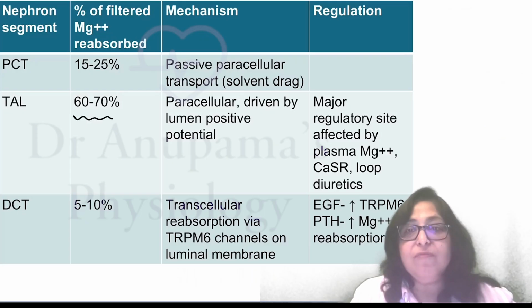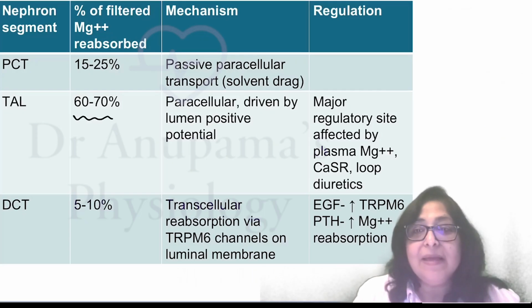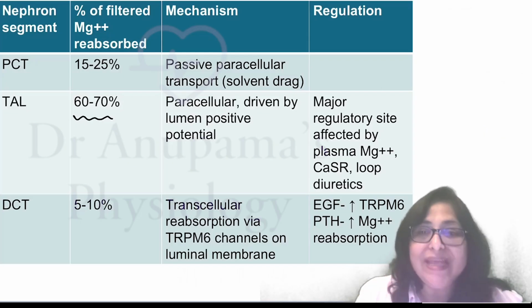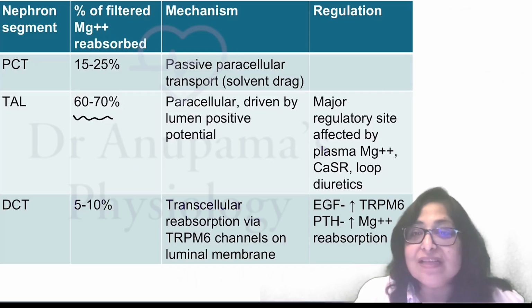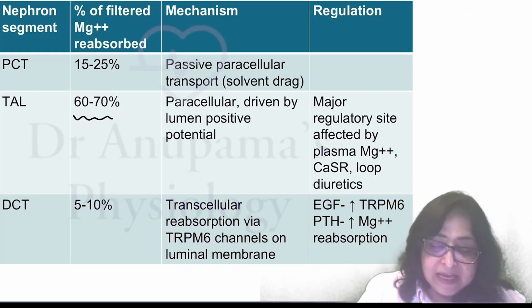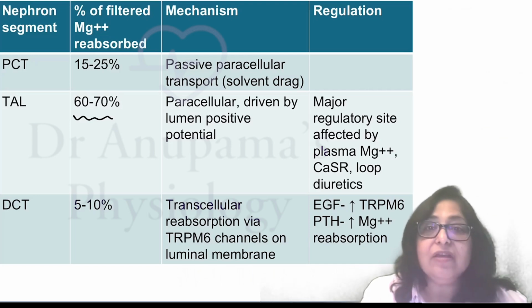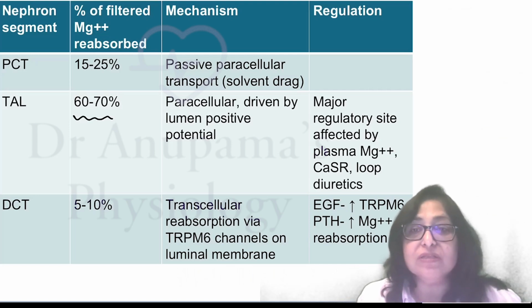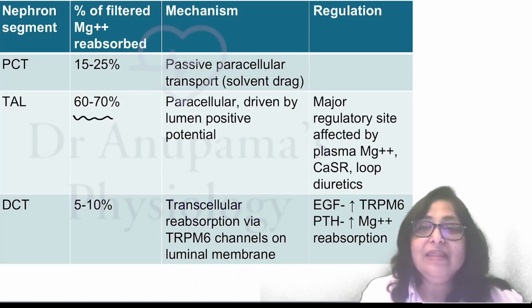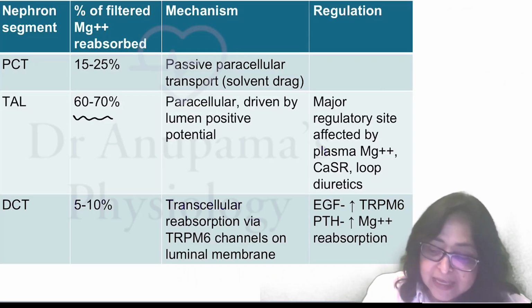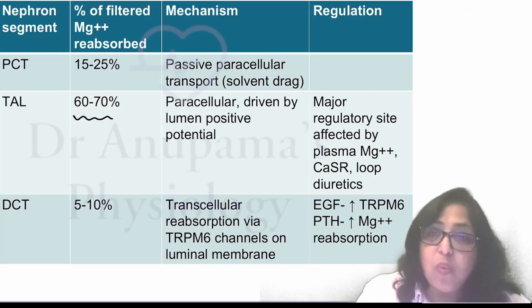Now, the mechanism of magnesium reabsorption is passive in the PCT. This is by a phenomenon of solvent drag. Water and dissolved solutes move between the cells, which is known as solvent drag. In the thick ascending limb, again, it's a paracellular reabsorption, but this is driven by a lumen positive potential created by the leak of potassium. So let's have a look at what this lumen positive potential is.